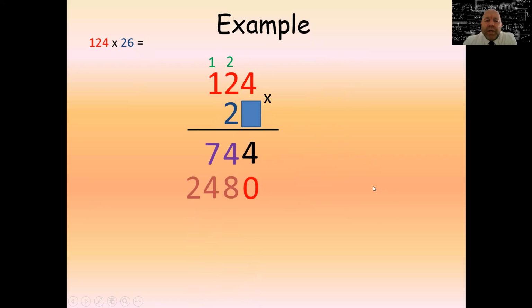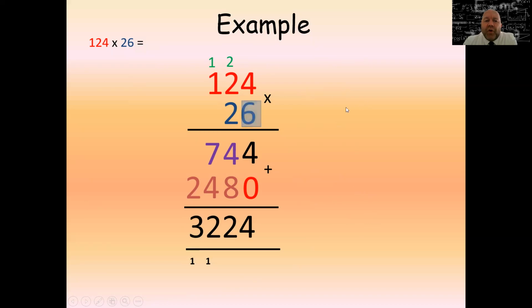And then finally, all we need to do is add these two numbers together. 4 plus 0 is 4, 4 plus 8 is 12, 2 goes in, carry the 1. 7 plus 4 is 11, plus the 1 is 12, carry the 1. 2 plus the 1 that we've carried is 3. 124 times 26 is 3,224. Okay, I hope that makes sense.